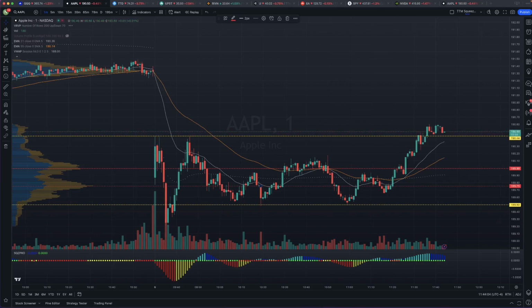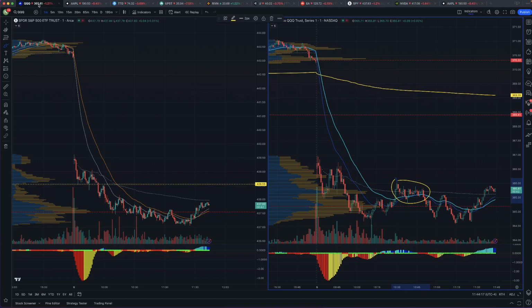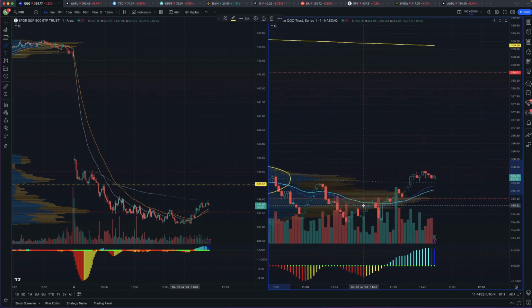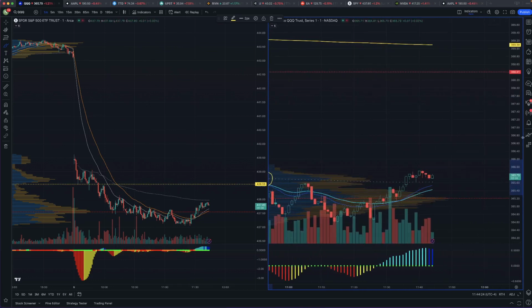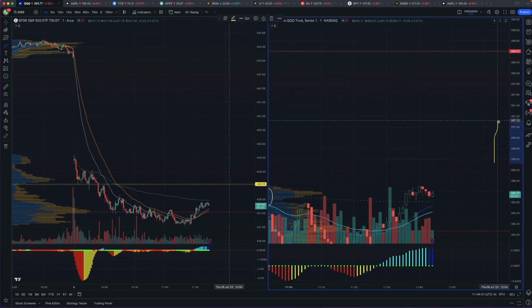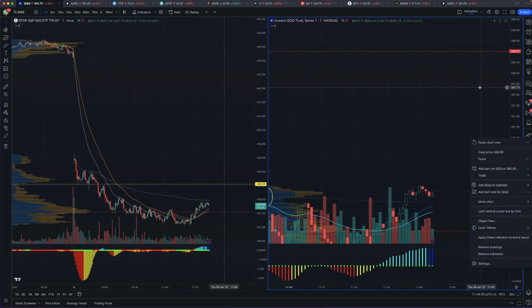Right? So now we're just kind of testing this breakout level. No real conviction in buying yet. The market looks like it maybe wants to go, and you see the Qs are doing the exact same thing, right? On a different level, but the Qs here, if I could learn to work my charts. Oh my God.